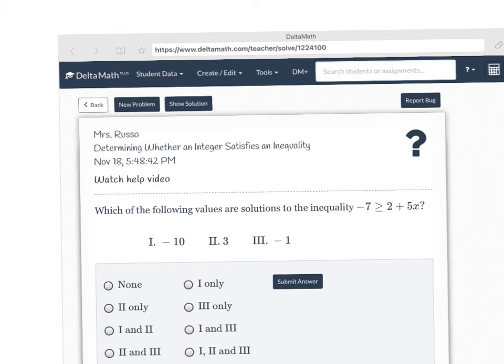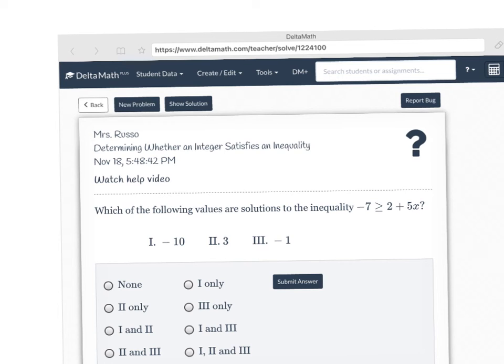Now I'm going to try the same thing with the other 2 values. So let me try 3. Is -7 greater than or equal to 2 plus 5 times 3 this time? Well, that would be 2 plus 15, that's 17. Is -7 greater than or equal to 17? No, it's not. So number 2 is not part of the solution set.